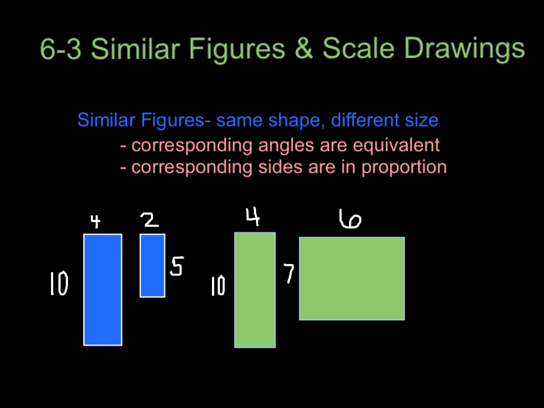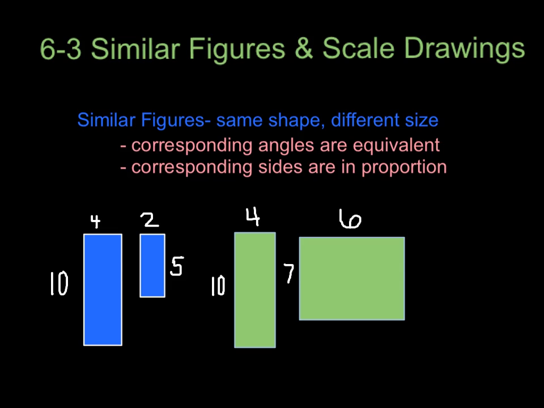Now moving on to section 6.3, which is on similar figures and scale drawings. Similar figures have the same shape but a different size. And you wouldn't say that it's the same shape with the same size, because then those are congruent figures. They're exactly the same. These are similar. It means that they are the same shape but different size, as I said before.